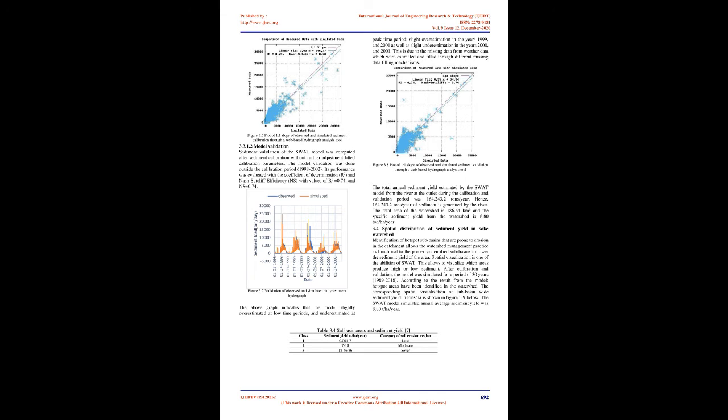The observed and simulated flow in the daily time step of the validation period indicates that the model slightly overestimated at low flow time periods, and underestimated at peak flow time period. Slight overestimation in the years 1999 and 2001 as well as slight underestimation in the years 2000 and 2001. This is due to the missing data from weather data which were estimated and filled through different missing data filling mechanisms. Other reasons are mistakes made during the record of weather and flow data, resulting in some variation between observed and predicted flows of low and peak periods.